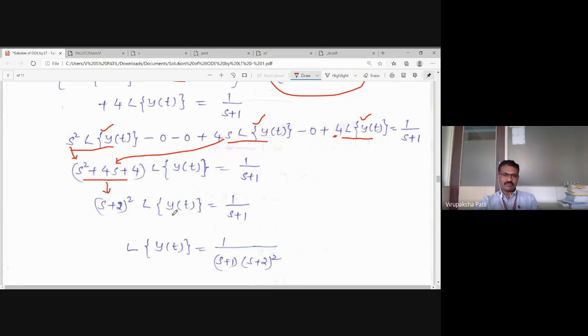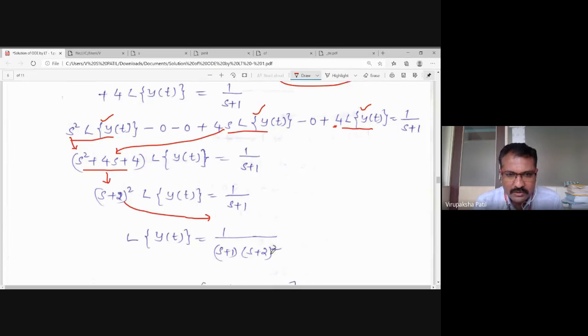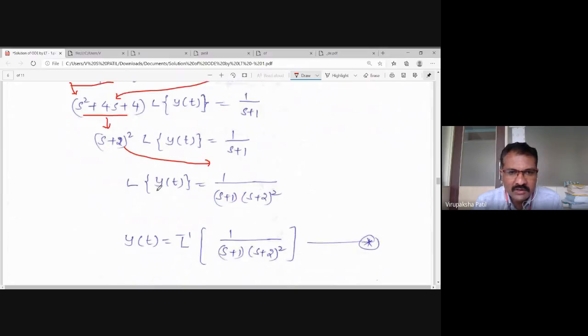But we don't want this. We want a solution for y. So first thing, we will transfer this (s+1)(s+2)² to this side. So this becomes L of y of t is equal to 1 divided by (s+1) into (s+2)². Nothing to worry. But we don't want even L of y of t here. We don't want the Laplace transform of this. We want what? A solution of this.